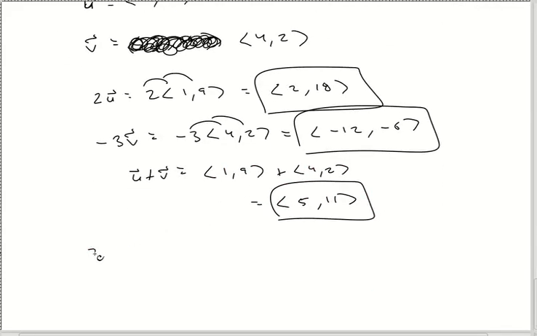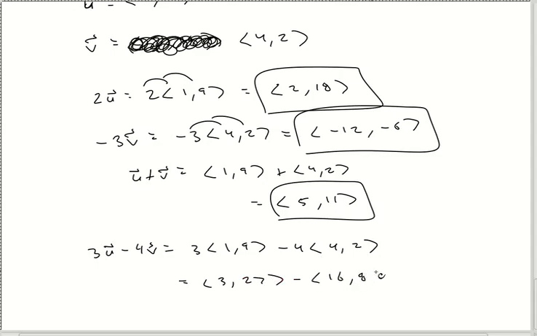And then finally they want 3u minus 4v. So 3 times my u minus 4 times my v. Oops. Distribute, distribute. 3, 9 times 3 is 27. And then I got my 16, my 8. Putting it all together, I sure hope I get a negative 13, positive 19. Okay.